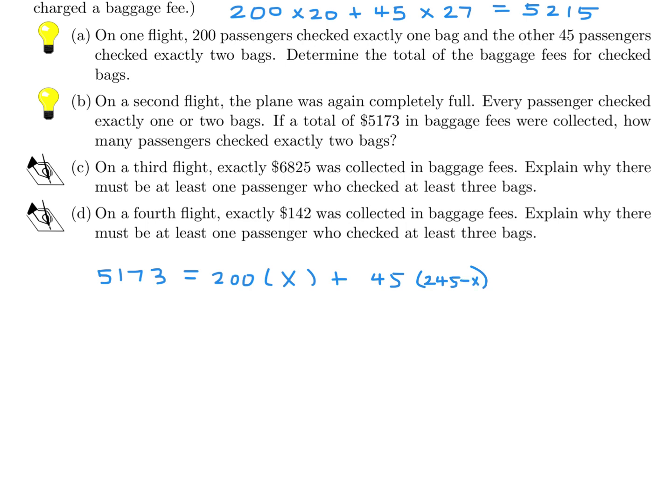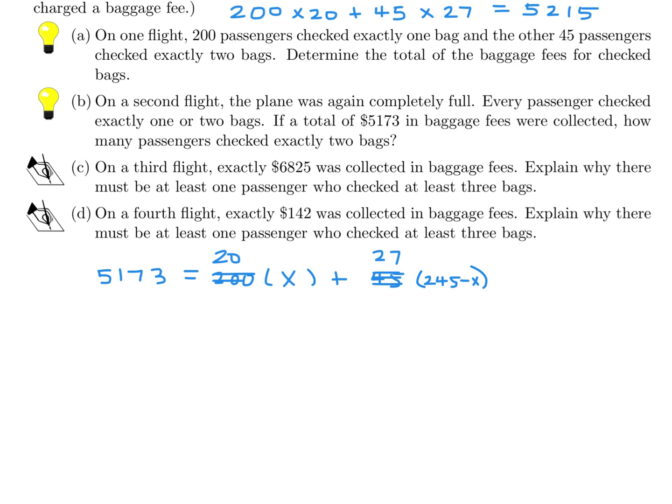Yeah. And I think that's pretty much the equation. Wait, hold on. Well, this should be a 27. Sorry about that. It's a good thing I caught that. So it's X times 20, which is $20 for the people who checked in 1 bag. And then it's 245 minus X times 27, which is the amount of money for checking in 2 bags.